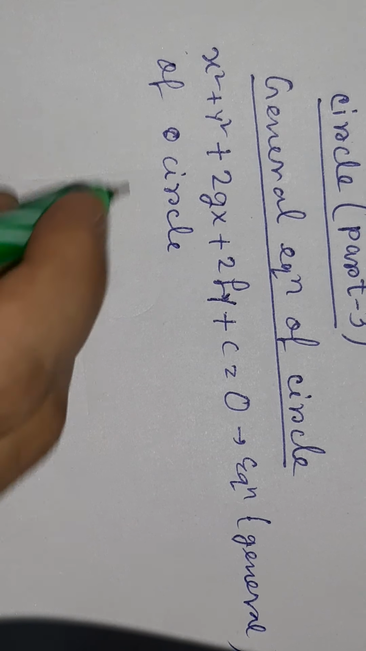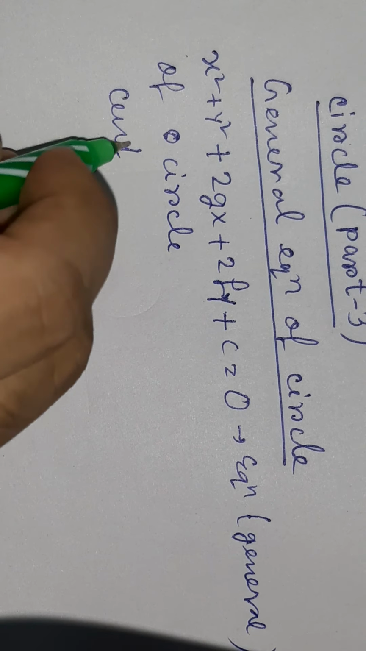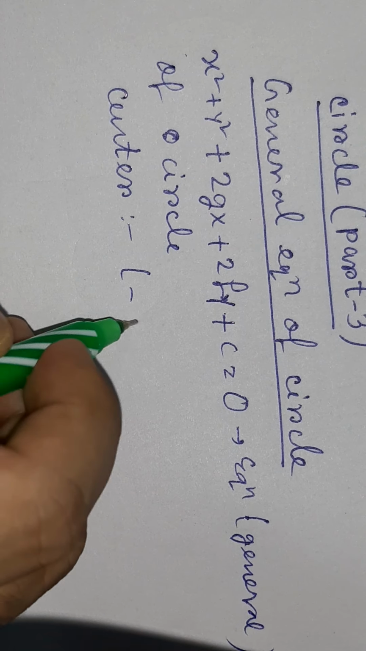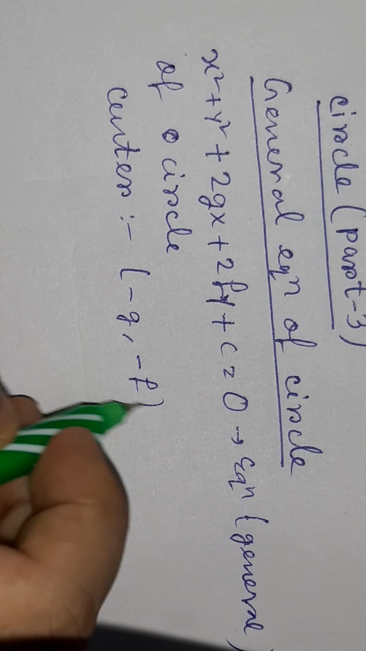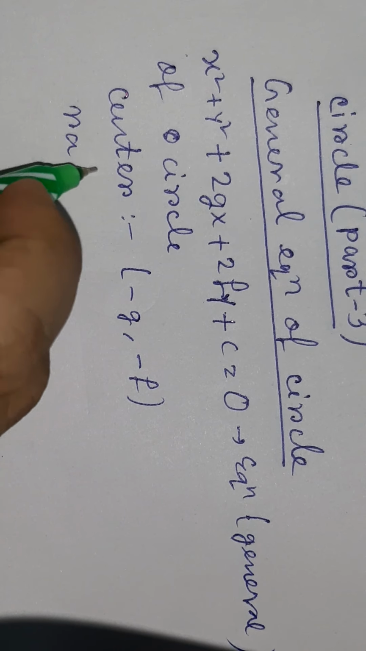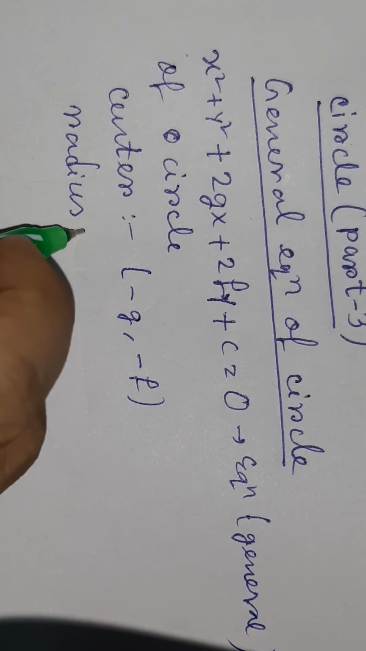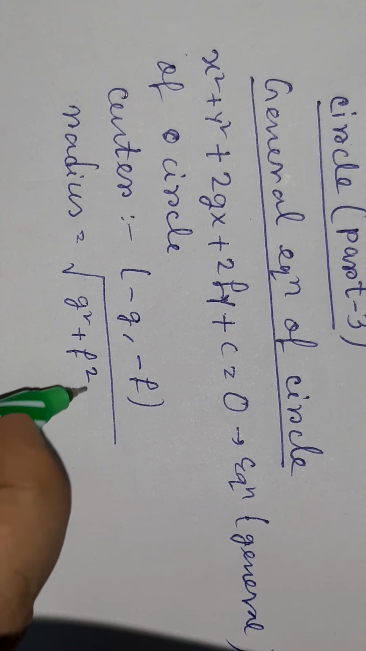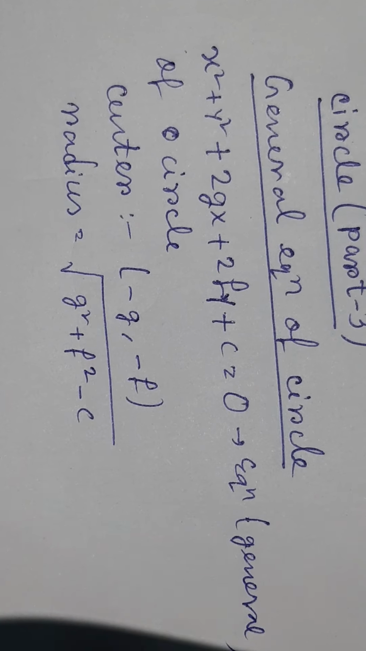Okay, so the center of the circle representing this equation will be minus g and minus f, and the radius of the circle is root of g square plus f square minus c.